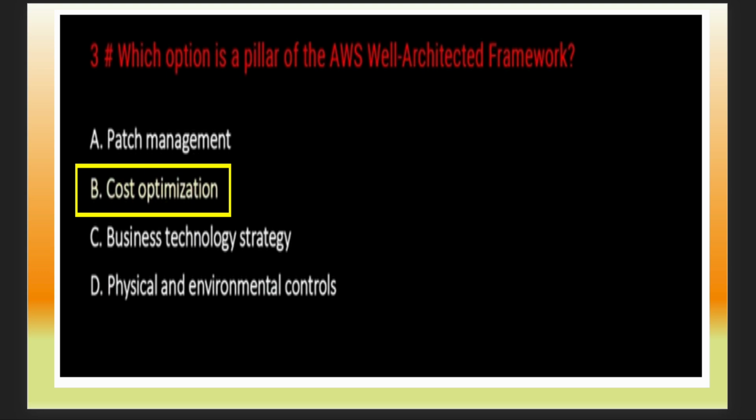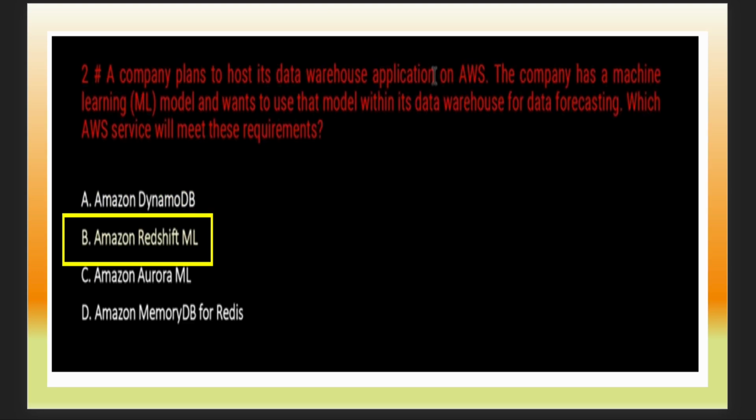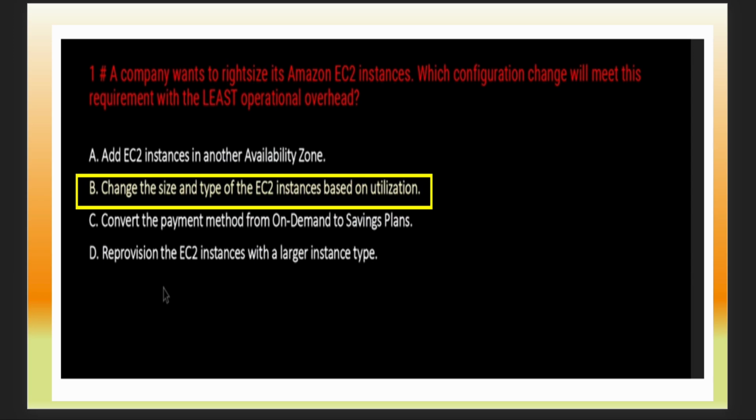Which option is a pillar of the AWS well-architected framework? Cost optimization. A company plans to host its data warehousing. Which option? Amazon Redshift ML. The last question is, a company wants to right size its EC2 instances. Which is the best one? Change the size and type of the EC2 instances based on utilization. Sure, thanks.